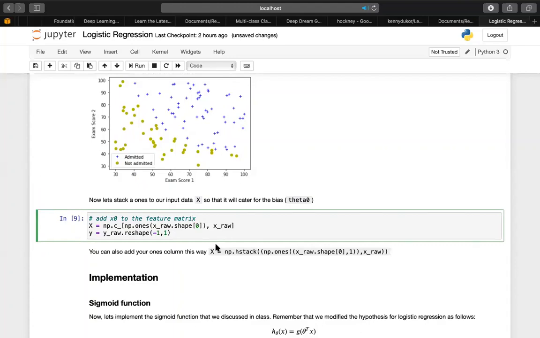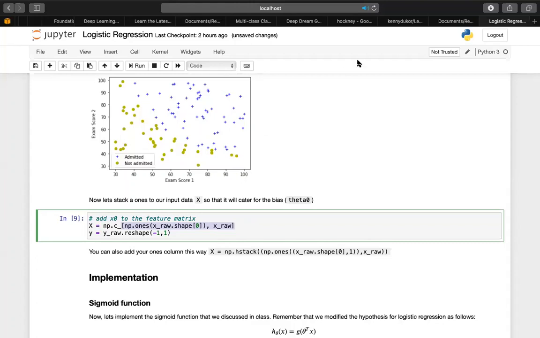So the next thing you would want to do is to stack ones to your X, right? So remember when we were talking about linear regression and the rest, you remember we always stack ones for your bias, right? So it's the same thing we are doing here. So we want to stack ones to our X, to our input features here.